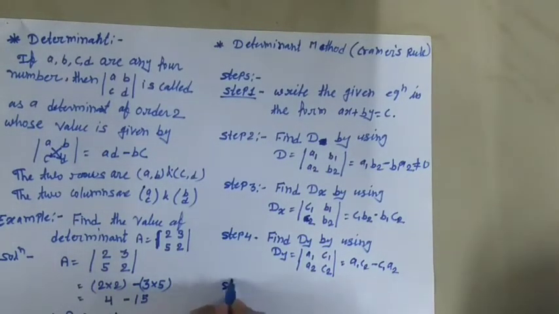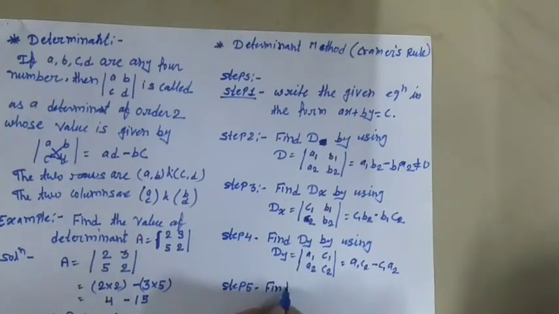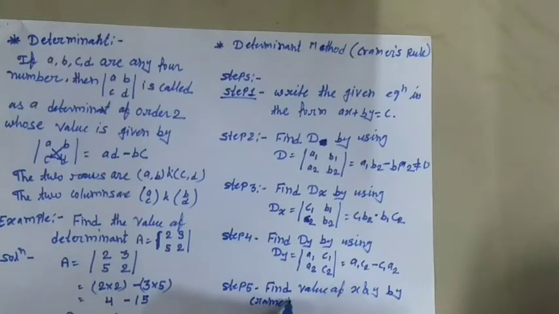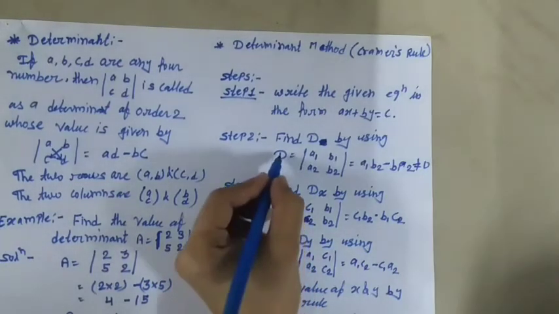Step 5: Find the values of x and y by Cramer's rule. x equal to Dx divided by D and y equal to Dy divided by D.